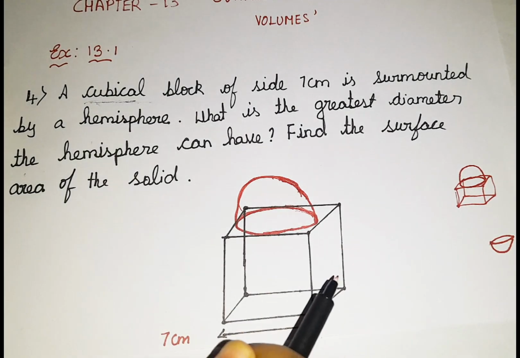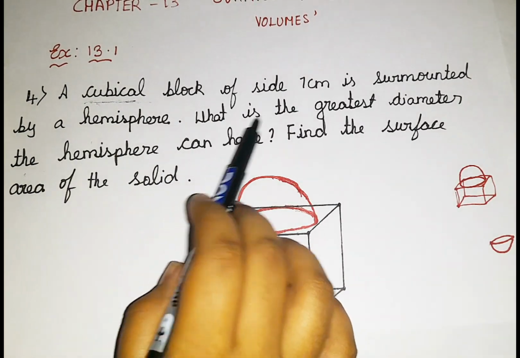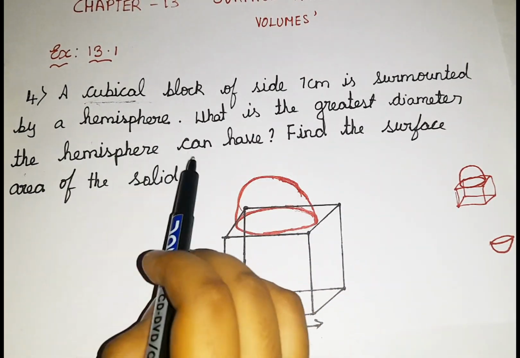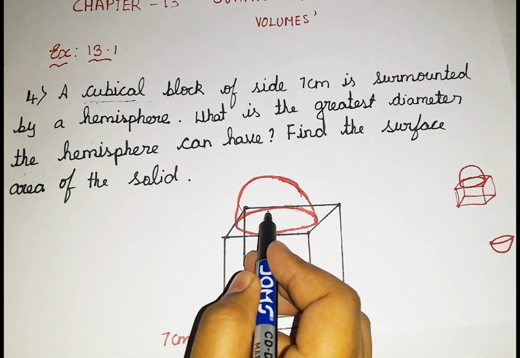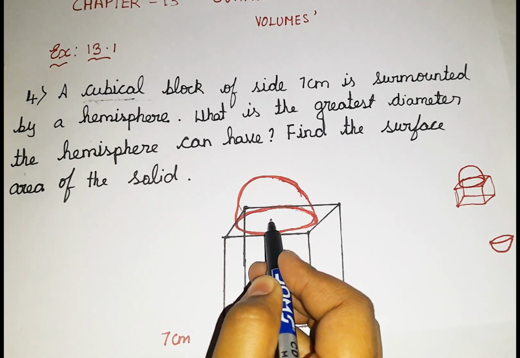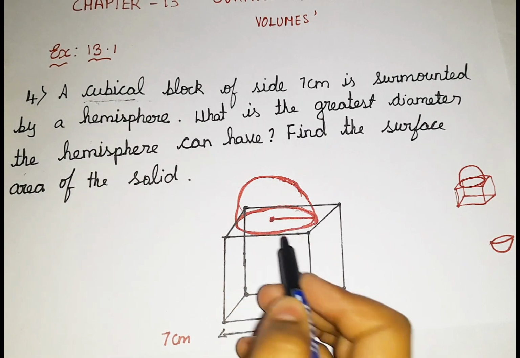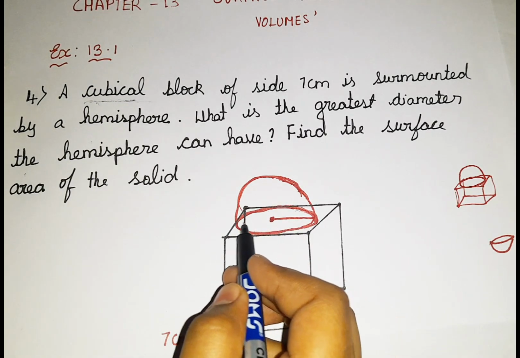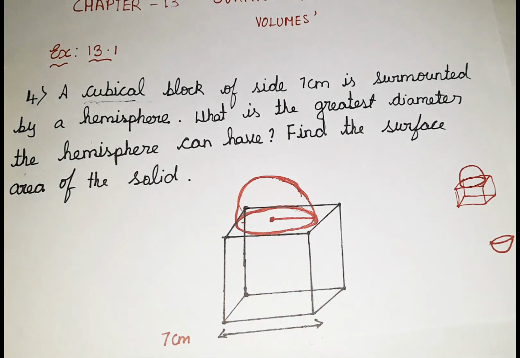It is surmounted by a hemisphere. What is the greatest diameter the hemisphere can have? Since you know a hemisphere has a circle, for that circle, what is the diameter? Diameter means this much part. Half of the diameter is the radius. Diameter means here the full length. The full length is the diameter.